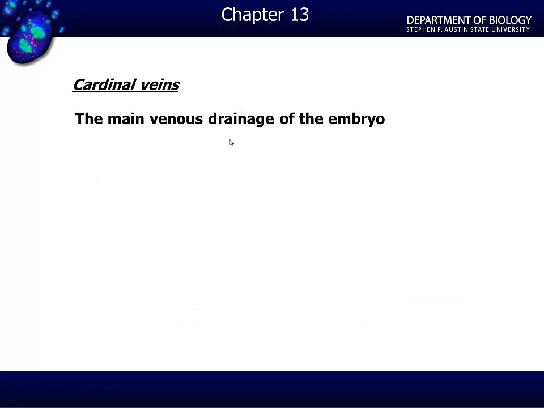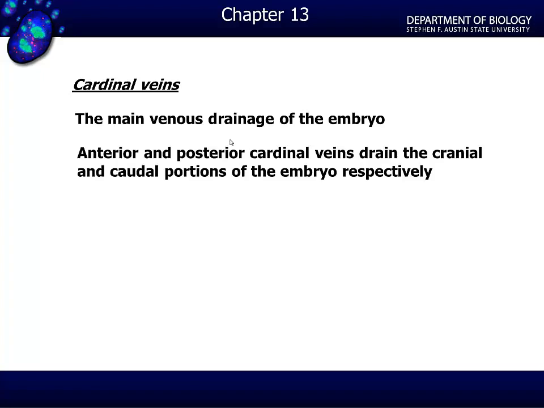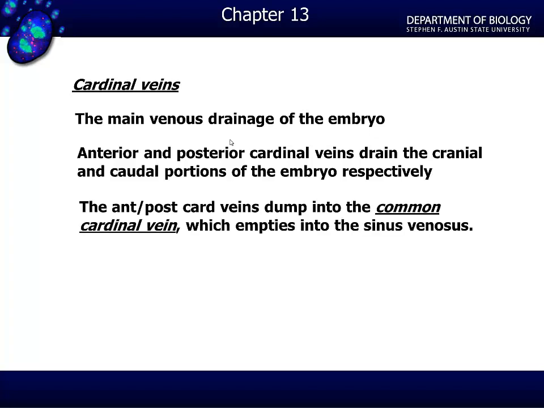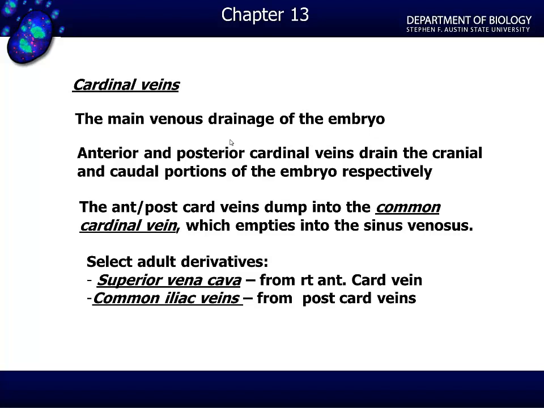Now, the cardinal veins, again, this is going to be the major venous drainage. You can think of these similar to the superior vena cava and the inferior vena cava that we have in the adult body. And we'll see some of those are, in fact, derived from these. The anterior and posterior are going to drain those portions of the embryo respectively. And again, they are eventually going to dump into the sinus venosus, but they have a common union, which is called the common cardinal vein. And if you've taken comparative anatomy, you're familiar with these terms already. And then what we see from the cardinal veins, the superior vena cava, this is going to form from the right anterior cardinal vein, and our common iliac veins are going to form from our posterior cardinal veins.